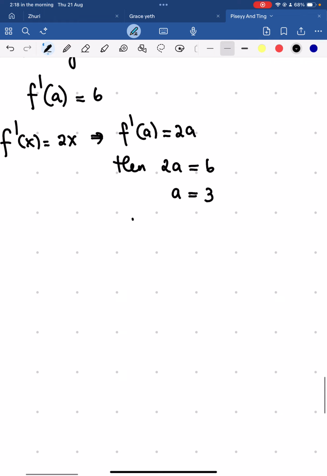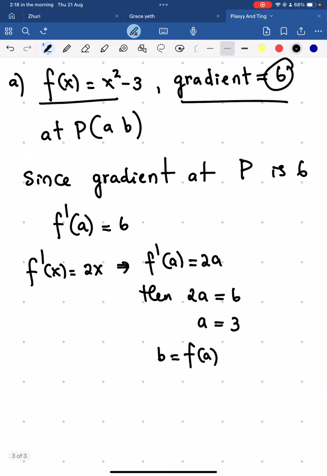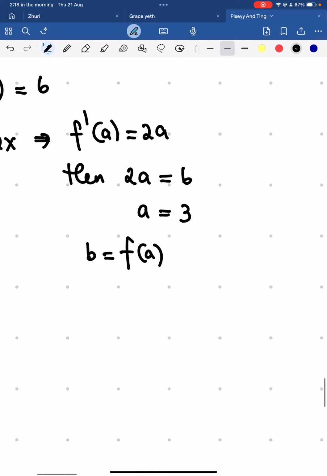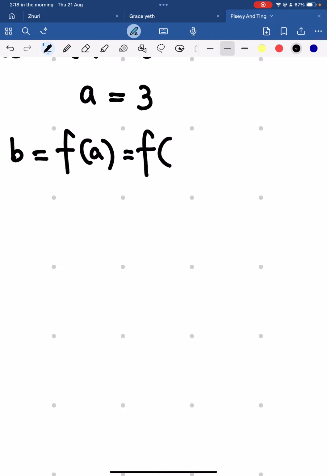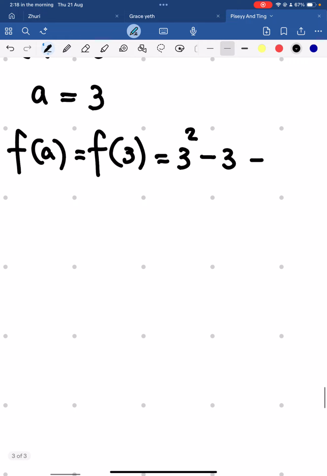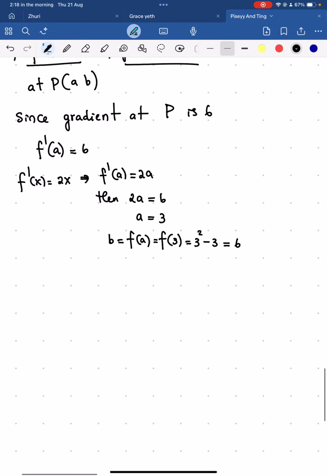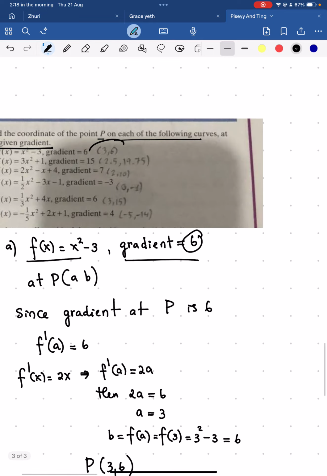And B equals f of A, because P belongs to f of x as well. That is why we plug A into f of x, because A is the x-coordinate and we plug it into f of x to get the y-coordinate. So it's f of 3, which is 3 squared minus 3, so it's 6. So P is (3, 6). See? 3, 6.